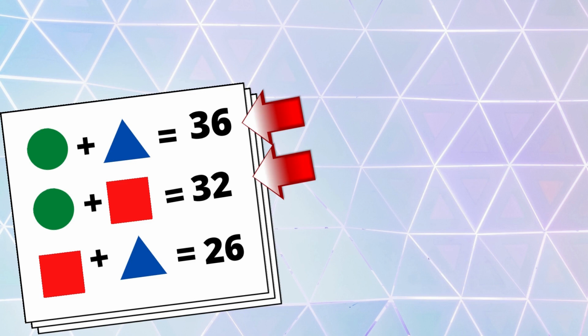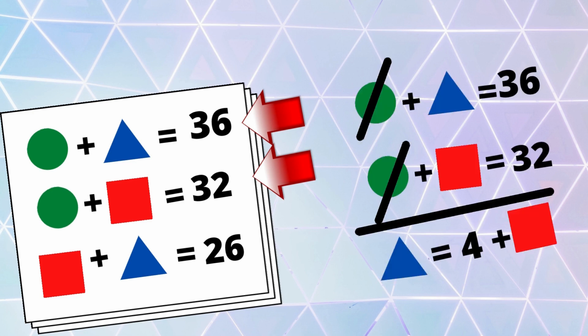Alright, look at the first and the second equation carefully. A circle and a triangle are added to get 36, and a circle and a square are added to get 32. Here, the circle stays the same. So, we can rule out the circle. The difference between the two equations is the second shape. We find a triangle in the first one and a square in the second one, right?